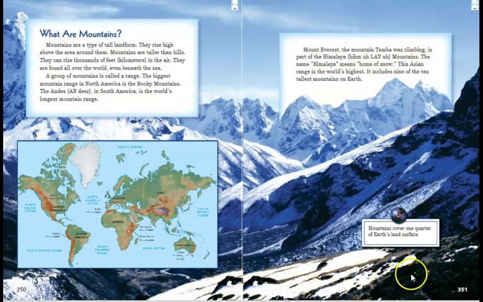All right, and then we have a little picture down here, and it says mountains cover 1/4 of Earth's land surface. Luckily, we've been studying fractions, and we know that 1/4 is the same as 1/4. So 1/4 of Earth's land surface is made up of mountains. So that means if we were to cut all the surface of Earth into 4 giant pieces, one whole piece would be full of mountains. Wow.